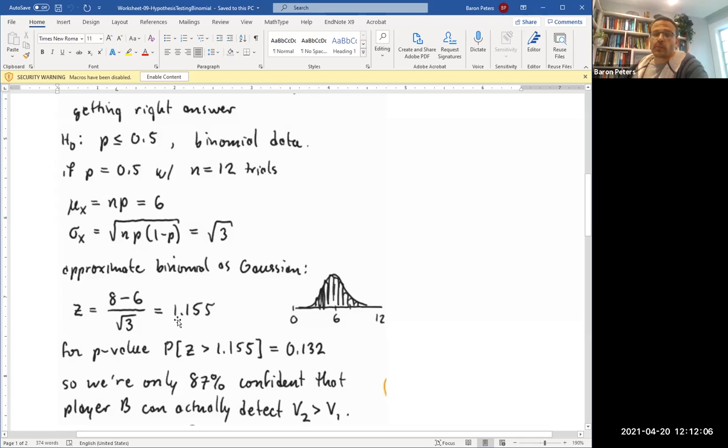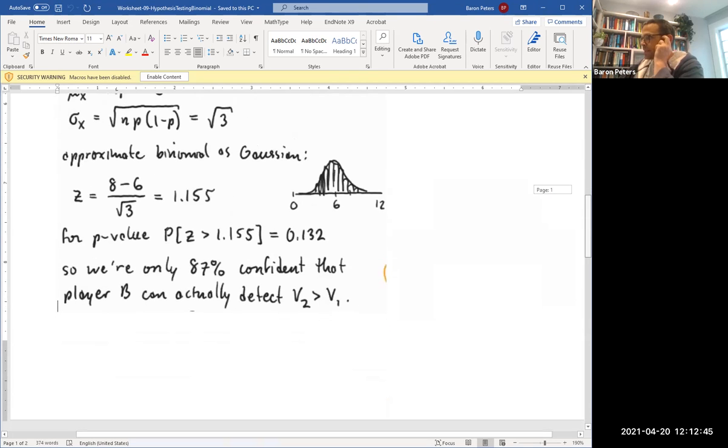So this is pretty weak evidence. B is in trouble here, right? There's some evidence. He could claim maybe that he's able to tell the difference, but also A could claim you can't tell the difference very well, and we're not really sure if you can tell the difference at all yet. So how do we quantify that? The p-value here is going to be the probability that Z is greater than 1.155, and that's only 0.132. So we are only 87% confident, based on the data from this game, that player B can actually tell the difference between the volumes by weighing them.